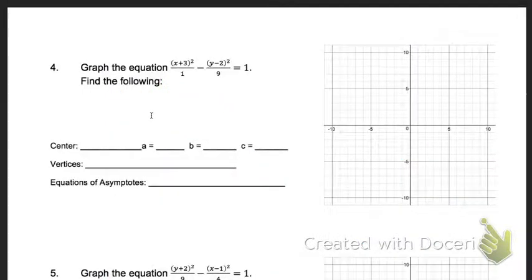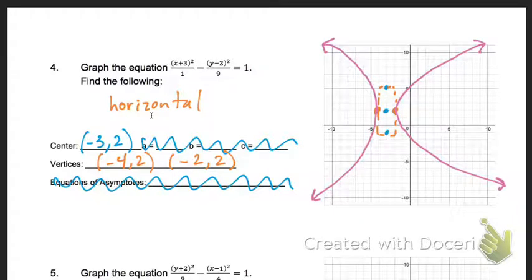Okay, I want you to try number 4. Now the center is changing. So try number 4, center, vertices, and then graph. Okay, horizontal because the x is first. Go left and right 1, up and down 3, and my center is at negative 3, 2. My vertices go with whatever letter is written first, so my x. So my vertices would be negative 4, 2, and negative 2, 2. And then I draw the hyperbolas going left and right.